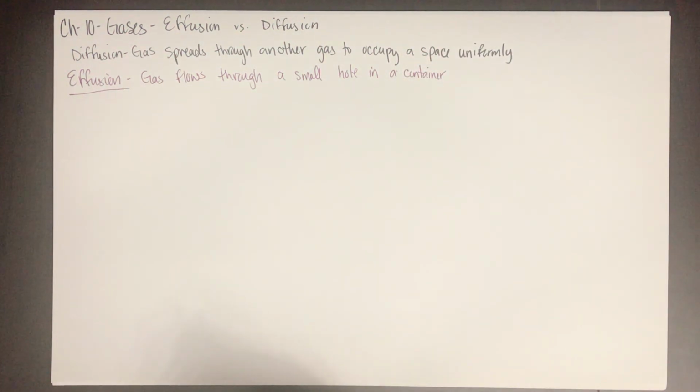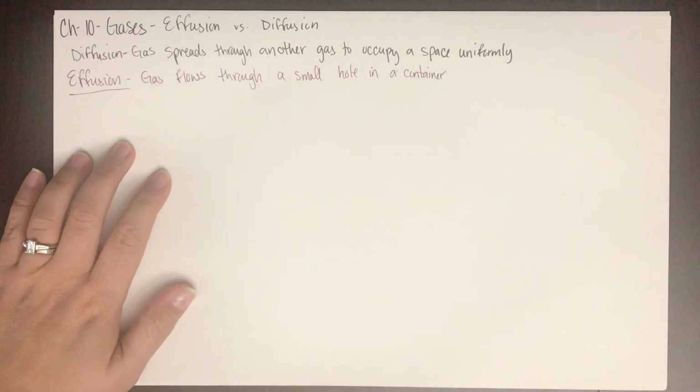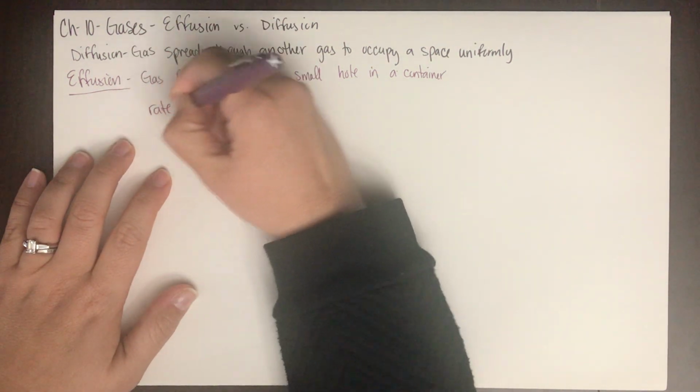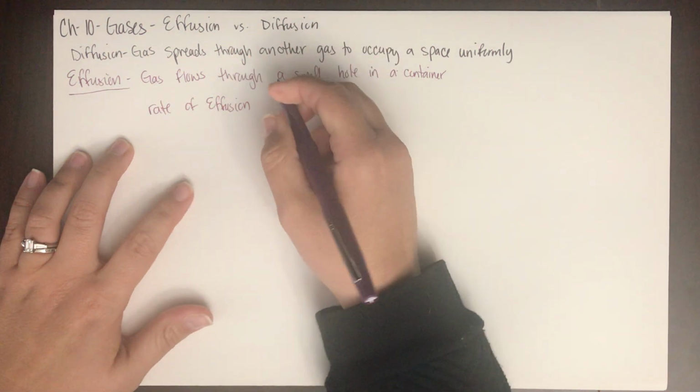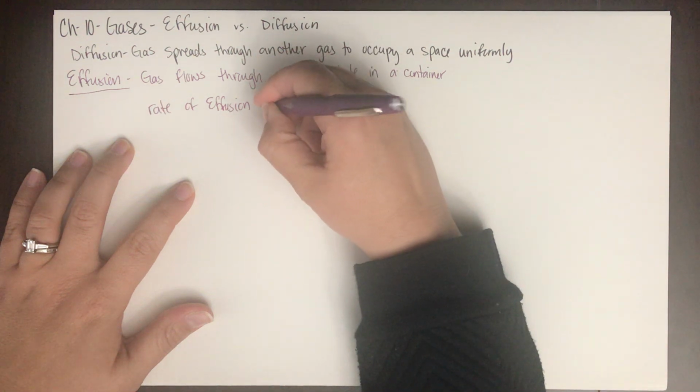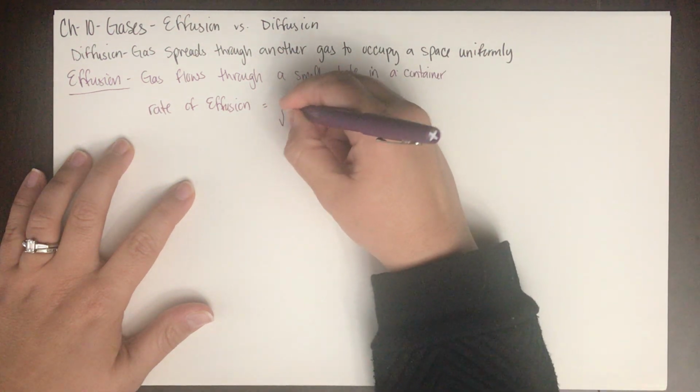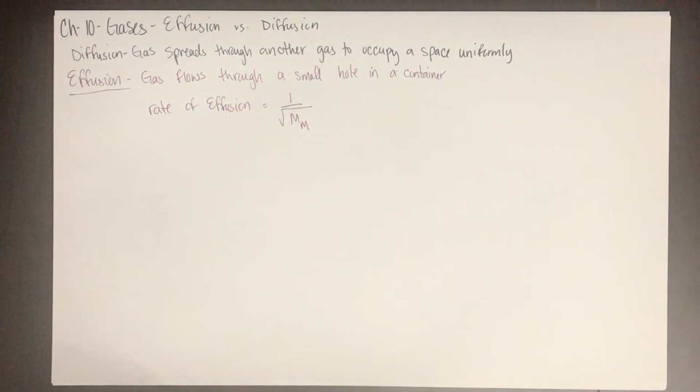One thing that we can do with effusion, called Graham's law of effusion, is calculate the rates of effusion. We can compare different gas molecules to each other. The formula for rate of effusion looks like this: rate of effusion is 1 over the square root of the molar mass of that gas. So this is the rate of effusion for gas molecules.